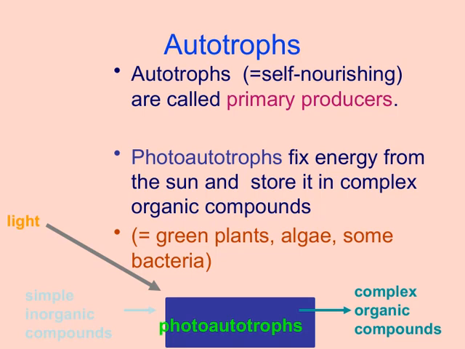All right, let's talk about autotrophs, which are also known as self-nourishing organisms. They are what we call primary producers because they form the base of most food chains. Now, photoautotrophs, a key type of autotrophs, get their energy directly from the sun. They use this energy to create their own food, storing it in complex organic compounds. Think of green plants, algae, and some bacteria.